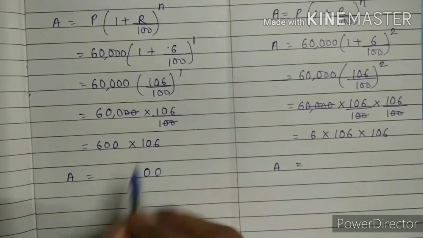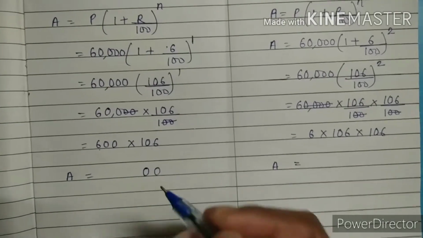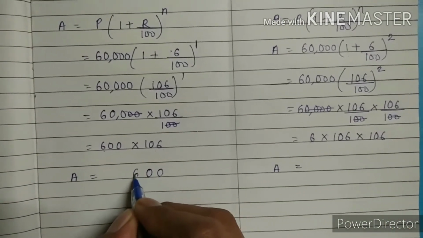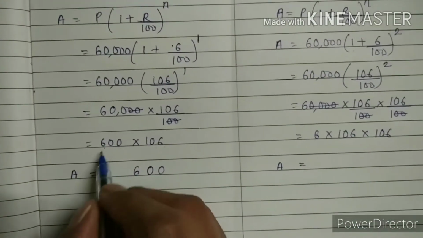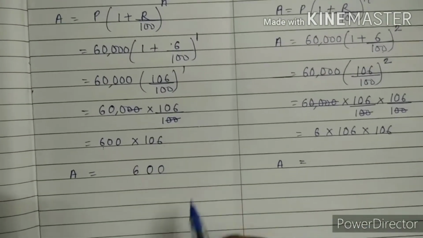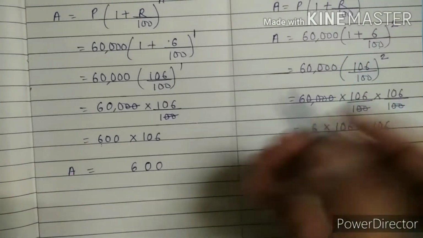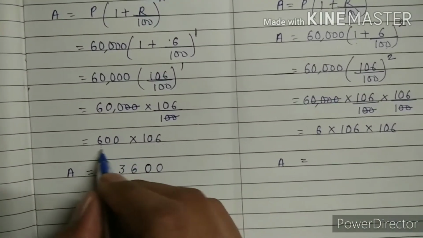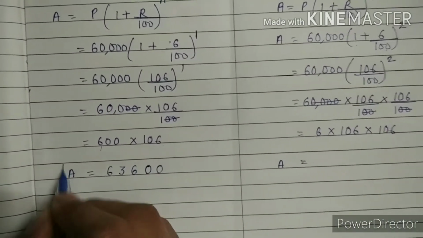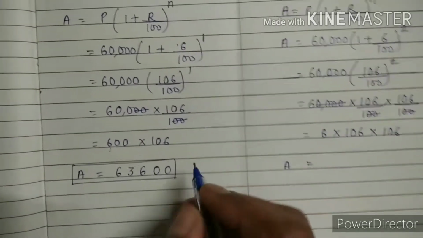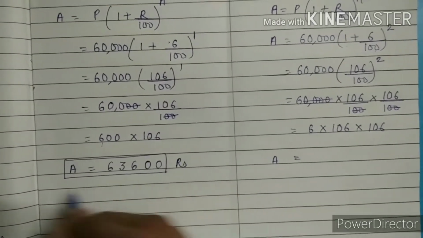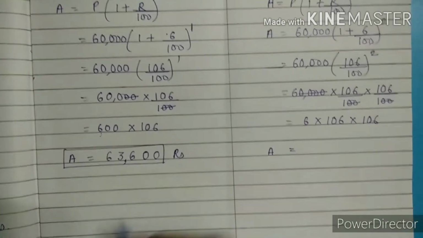6 sixes are 36. So 6 will come first, 3 on the carry. Just remember 3 on the carry. 6 zeros is 0, 0 plus 3 is 3, and 6 ones is 6. So the amount when we have half year at that time, the amount will become 63,600.